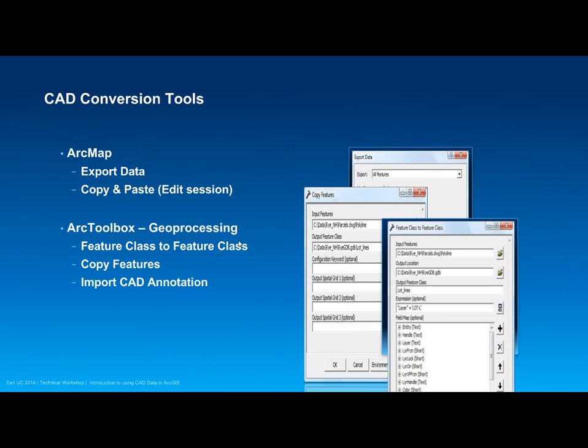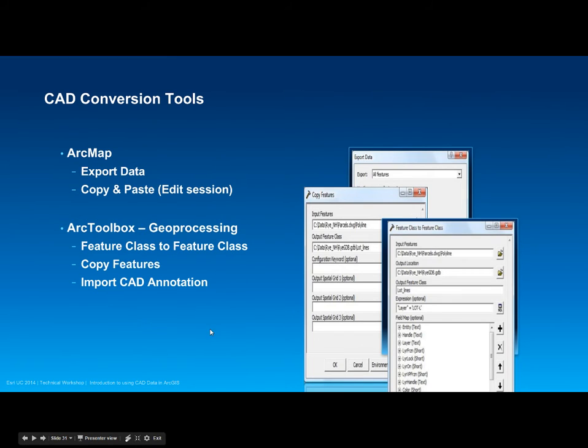So for the conversion tools, a lot of things we do right in ArcMap, like selecting a set of geometries in a CAD file and then converting them to a geodatabase feature class. There are also a bunch of geoprocessing tools that do similar functions, but in reality I find most of these are just as easy to do during an edit session or outside of an edit session in ArcMap. One exception is the import CAD annotation.